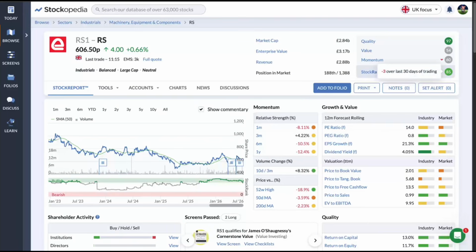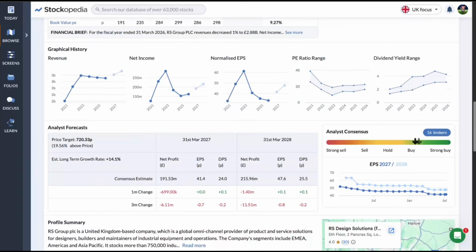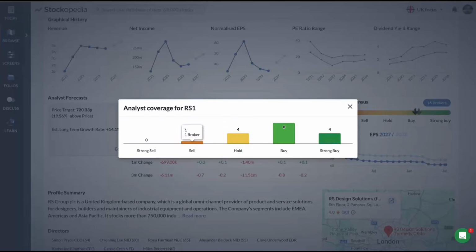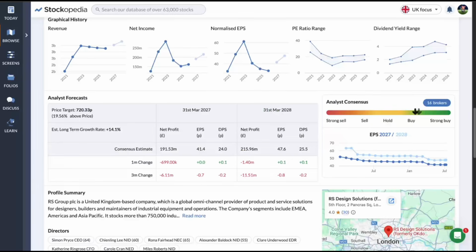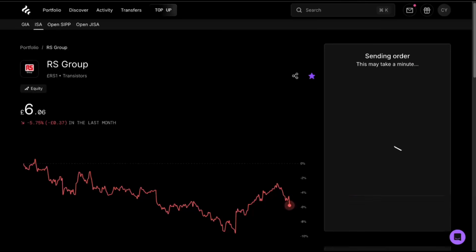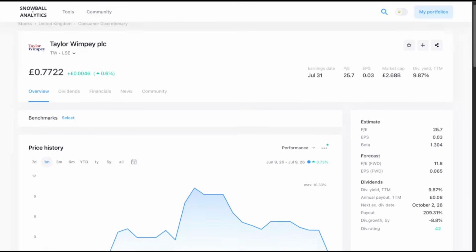They also still have a very strong stock rank score at 85, and right now the analyst consensus is that it's around about a buy, with there being 1 sell, 4 holds, 8 buys and 4 strong buys, with an overall price target 20% above the current price at £7.20. For today's video, I'm going to be adding 6 shares to my position for an amount of £36.54.